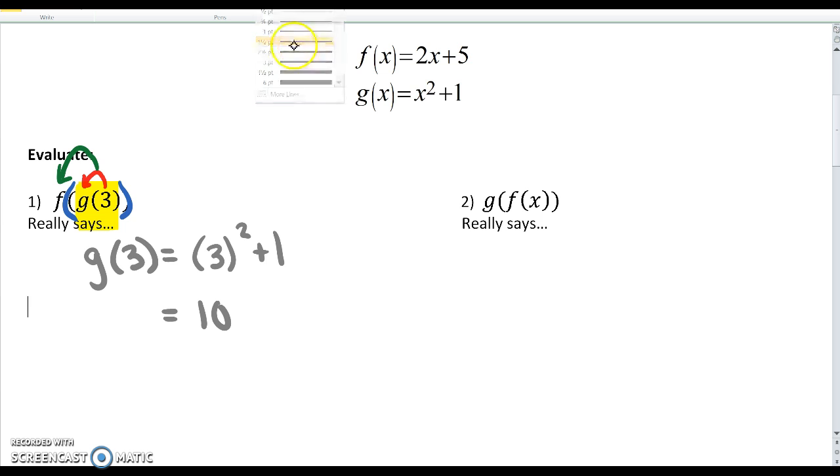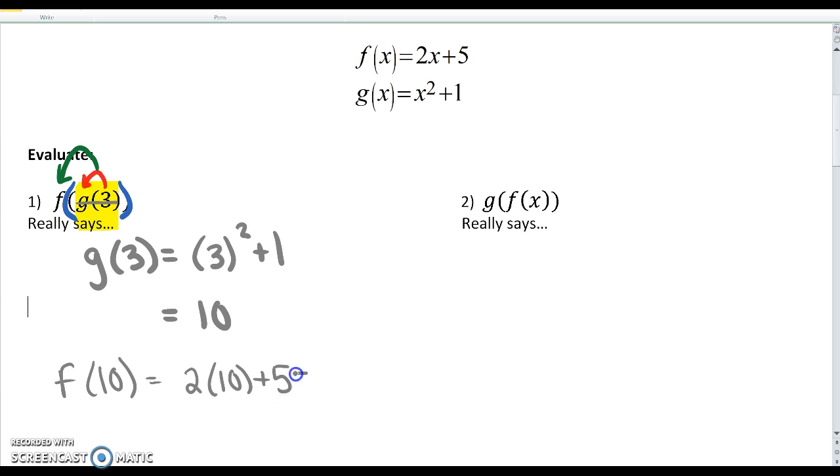And I'm going to take that now and plug it into f. So I'm going to replace g of 3 with 10. And really this says f of 10, because 10 is g of 3. So now I'm going to take 10 and plug it into f. So that'll just be 2 times 10 plus 5, which is 25. And so I took 3, plugged it into g, and my result I plugged into f.